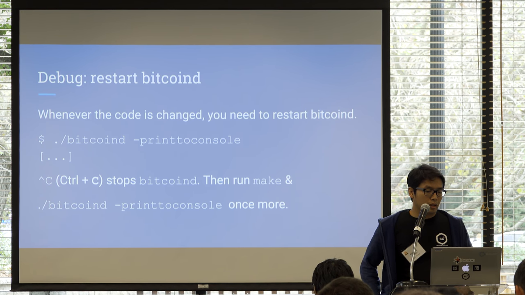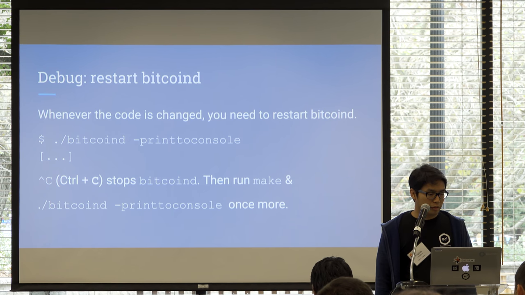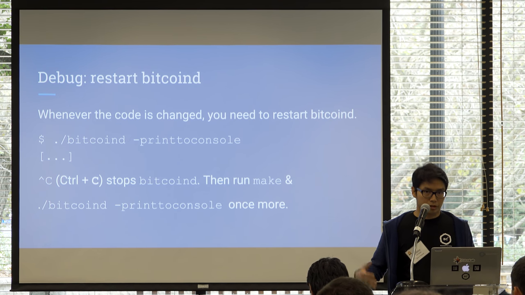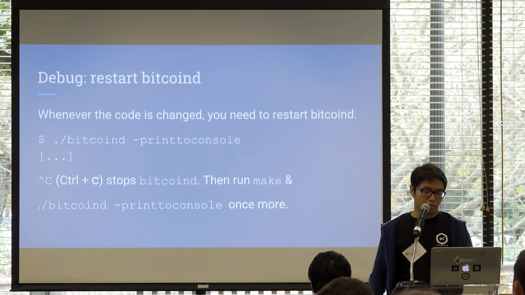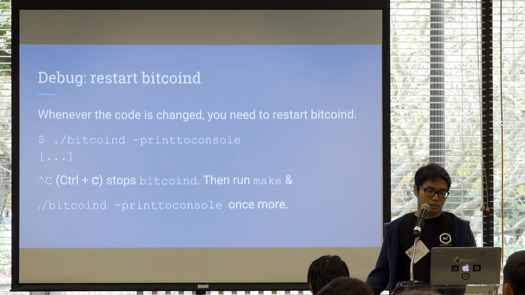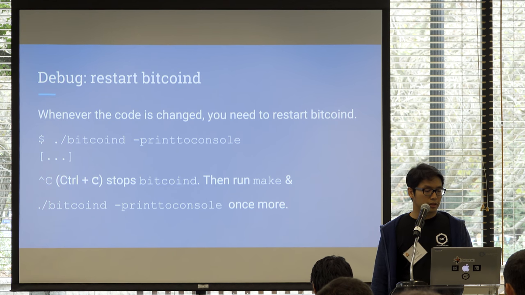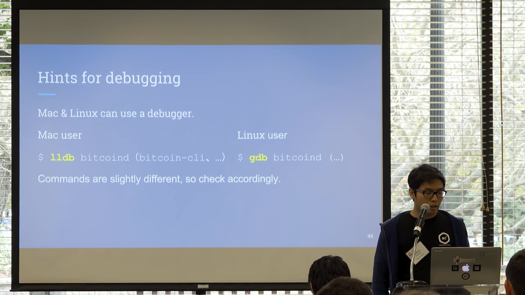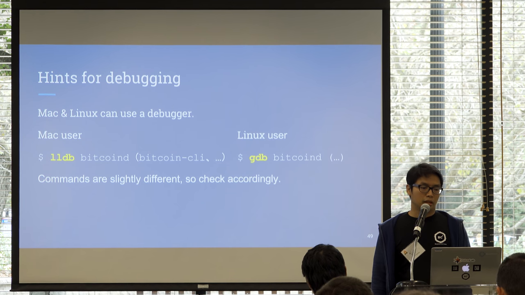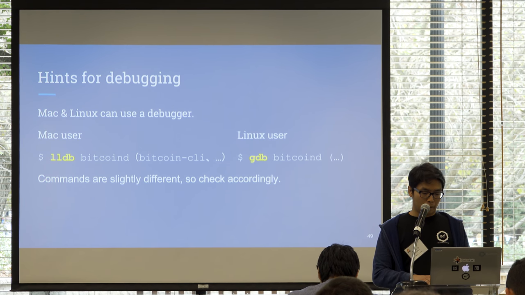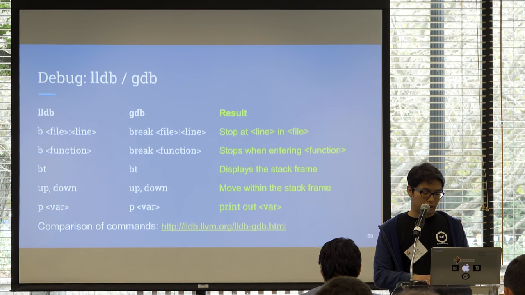Now, debugging. Because it's C++, of course, whenever some code is changed, you need to restart the whole Bitcoin again, and then you run make, and then you run bitcoind again to see your changes, if nothing breaks, of course. And if you're a more advanced user of C++, or C in general, there's also LLDB and GDB to do debugging. So you can look into that. This is just a quick reference if you need it.